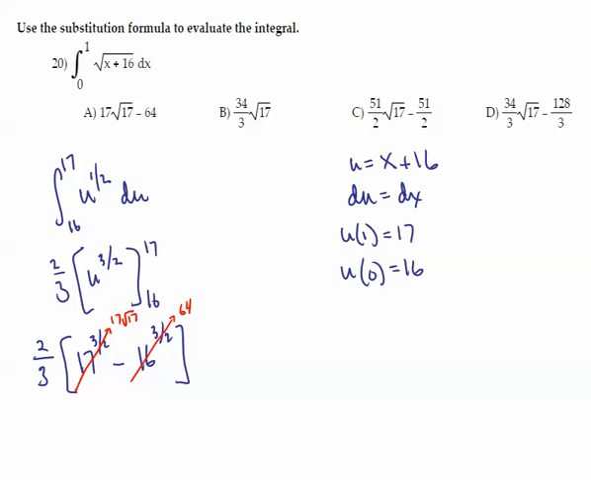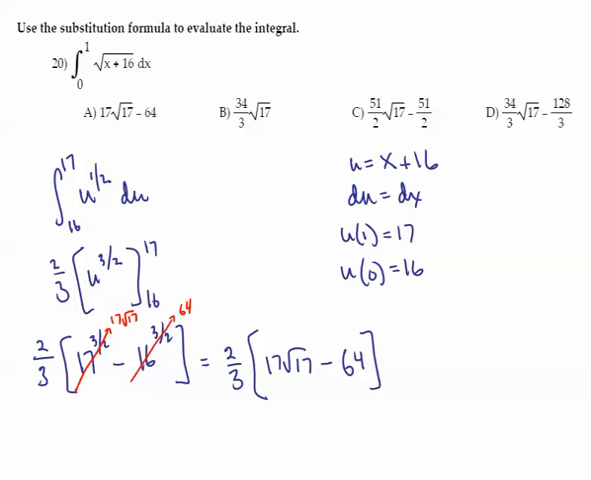And so we have 2/3 times 17 root 17 minus 64. So it looks a little like a, but we're missing the 2/3 there. So what are we going to do here?